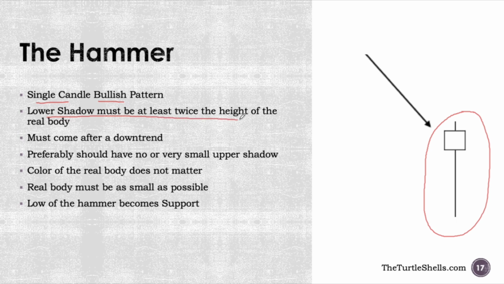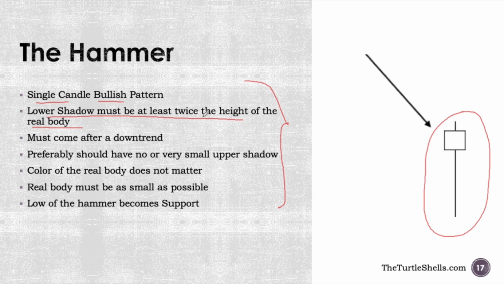Lower shadow must be at least twice the height of the real body. This is the criteria of the hammer. This candle is called a hammer because it looks like a hammer. And remember one side note: candlestick patterns are proven, tested, documented, and this science is more than 200 years old. So these patterns which we are discussing here are already tested patterns, so there is no subjectivity in this. All of these rules are very rigid. You have to follow these rules. Unless these rules are met, you cannot call this a hammer. So strictly follow these rules.